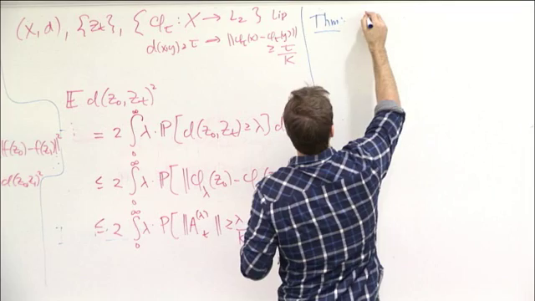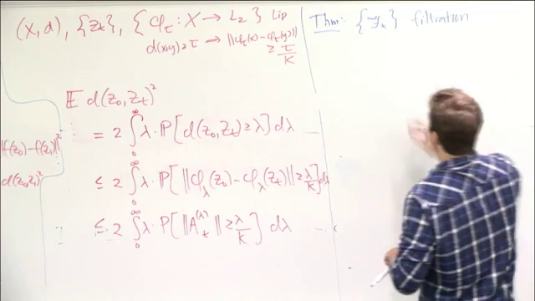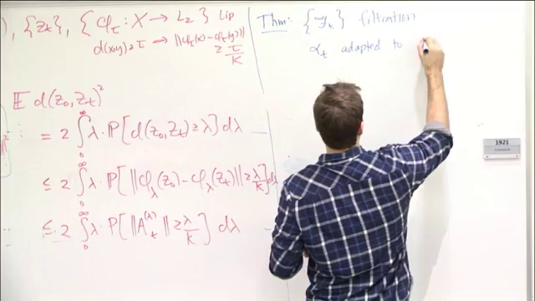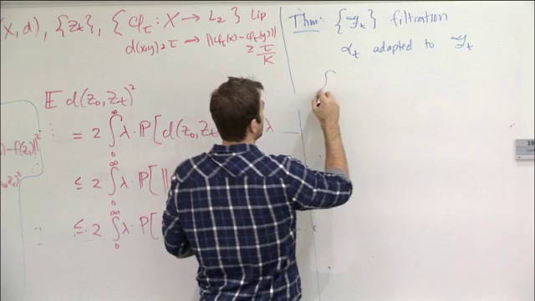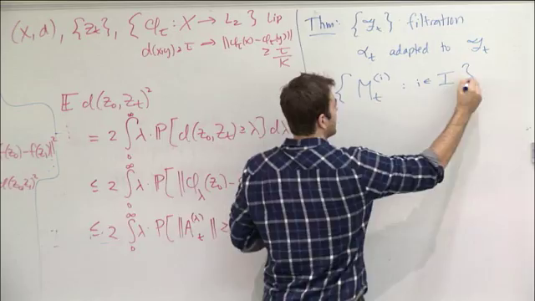I'm just abstracting out what we know here. So we have some common filtration of our probability space. And we have some random variables, alpha t, which are adapted to the filtration. And now, consider a family of martingales. Let's index them by some index set I. So this is some family of martingales.